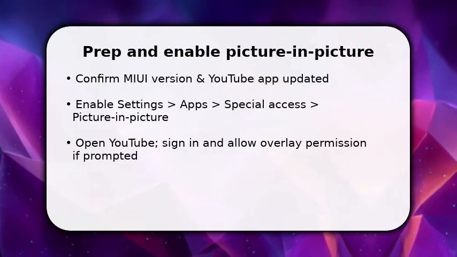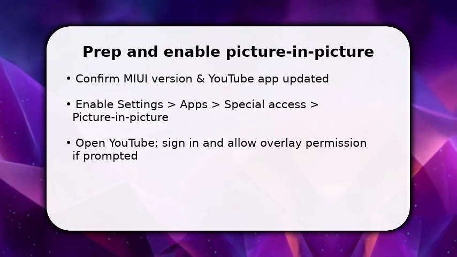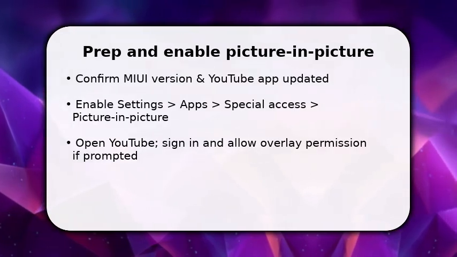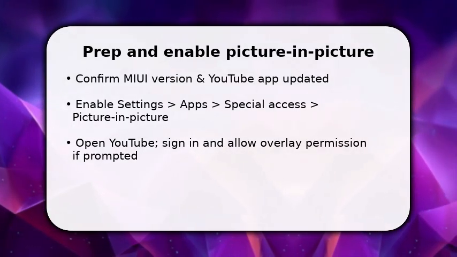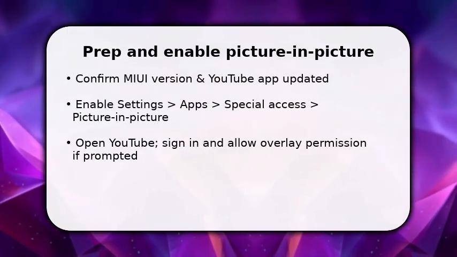You may see an overlay permission prompt. Grant it. You need both the System Pi-P toggle and app permission. Without both, the floating window won't appear. This sets the required Android-level capability before we trigger the actual floating window.